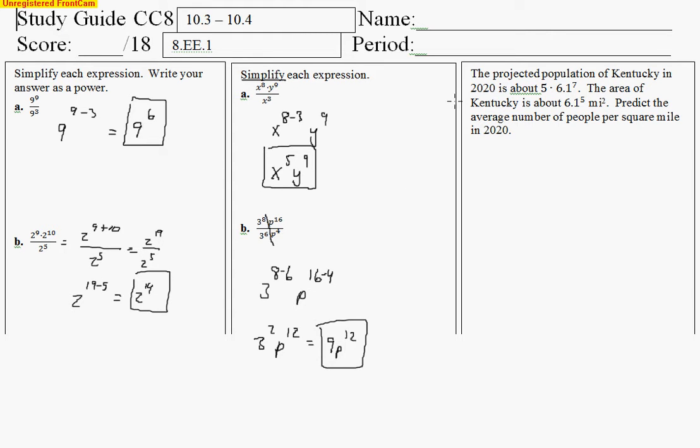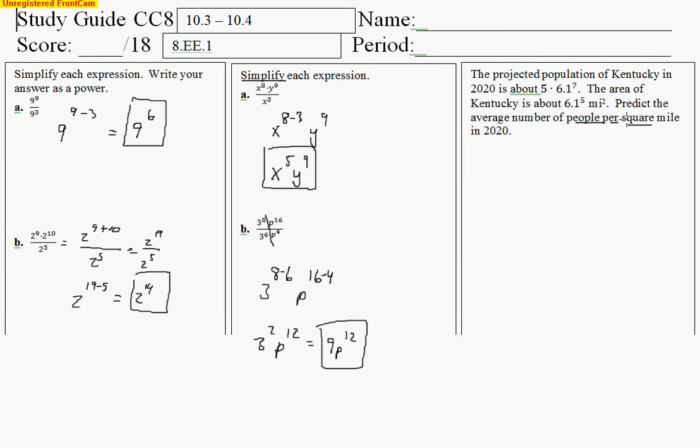So looking at this next one, it says the projected population of Kentucky in 2020 is about 5 times 6.1 to the 7th power. The area of Kentucky is about 6.1 to the 5th power miles squared, and so we're supposed to predict the average number of people per square mile. So that tells us how to set up the fraction. They want the number of people on top, so 5 times 6.1 to the 7th power on top, and then the square miles on the bottom of the fraction, so that's going to be the 6.1 to the 5th.